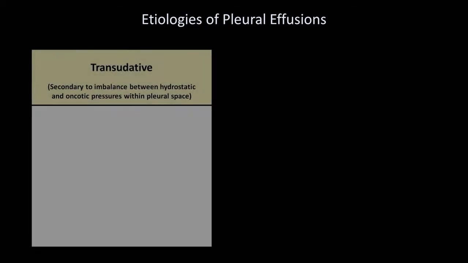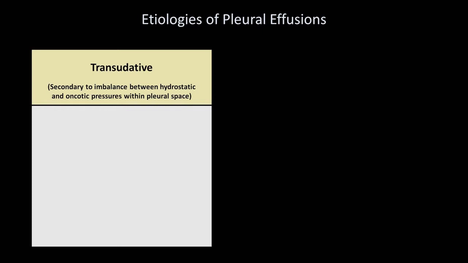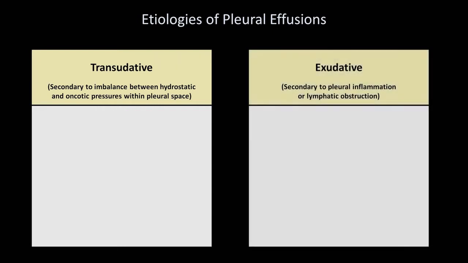There are many etiologies of pleural effusions. I will not list them all here, since the vast majority of these cannot be distinguished from one another based on X-ray appearance. However, I'll mention just the most common. As you may know, pleural effusions are almost always subdivided into so-called transudative effusions, which are those secondary to an imbalance between hydrostatic and oncotic pressures within the pleural space, and exudative effusions, which are those secondary to pleural inflammation or lymphatic obstruction.